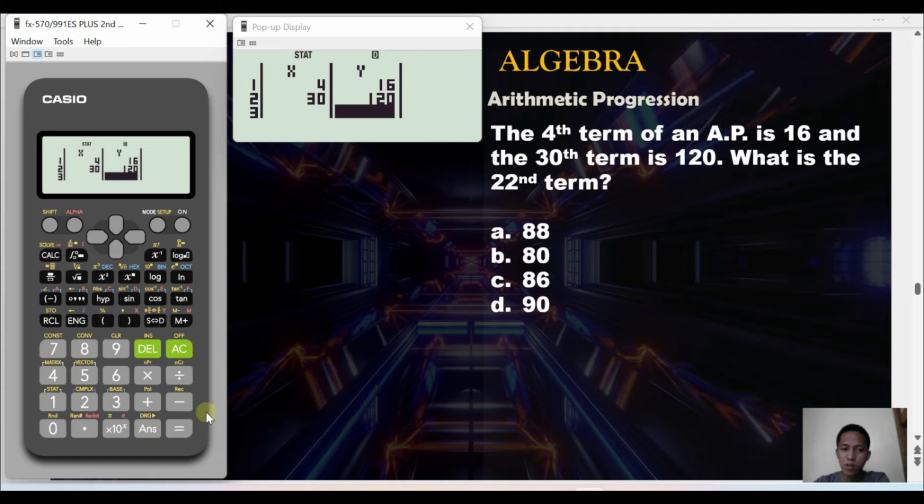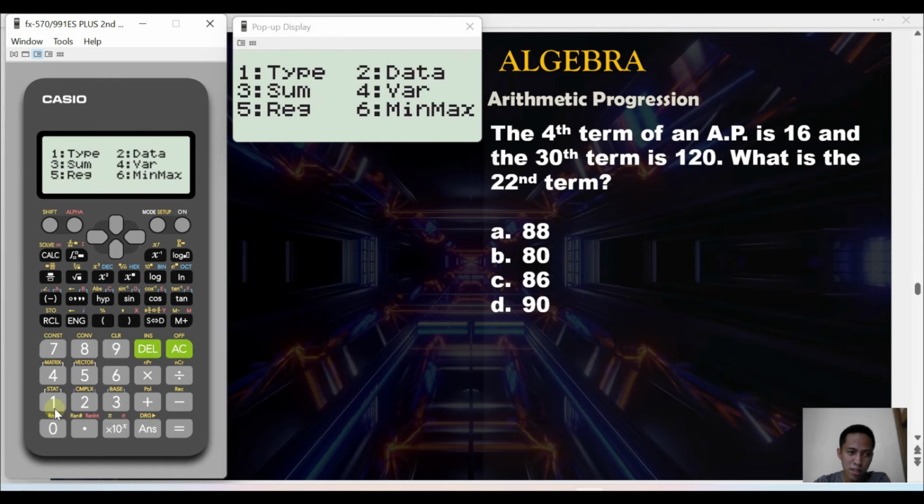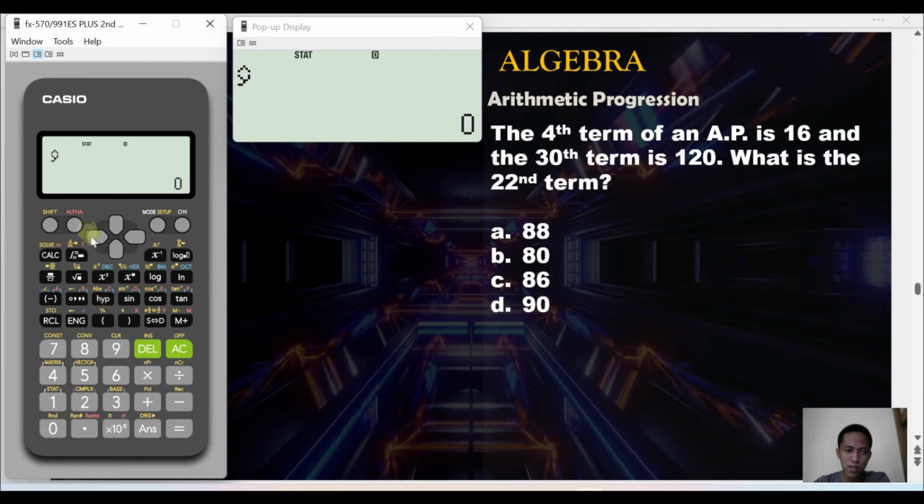So, yung hinahanap natin guys, kung ano yung term. So, that is y. Okay, so AC, shift, stat, regression, so number 5. Then, y hat. Okay, so number 5. So, that is the 22nd term. So, what is the value of y when x is 22? So, 88. So, therefore, the 22nd term is 88.